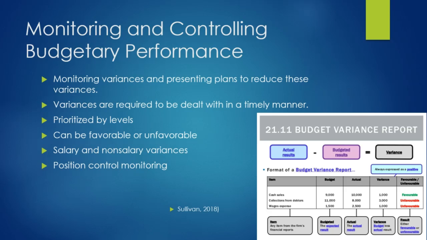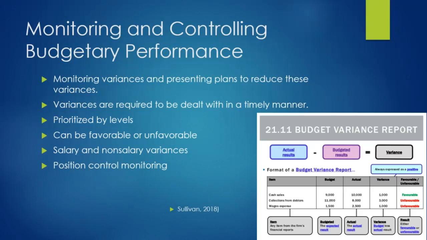Monitoring and controlling budgetary performance. The nurse manager is to be monitoring variances and presenting plans to reduce these variances. Variances are the difference between the amount that was budgeted for a specific revenue or cost and the actual revenue that resulted. Variances are required to be dealt with in a timely manner.